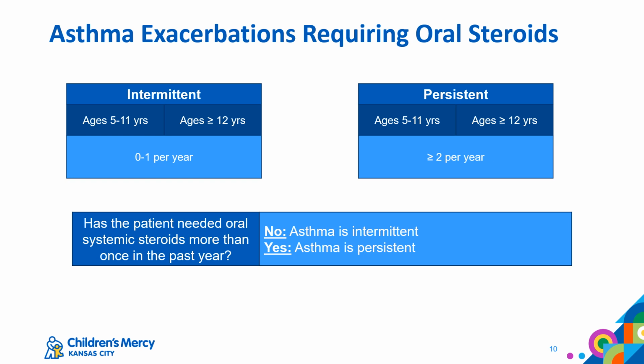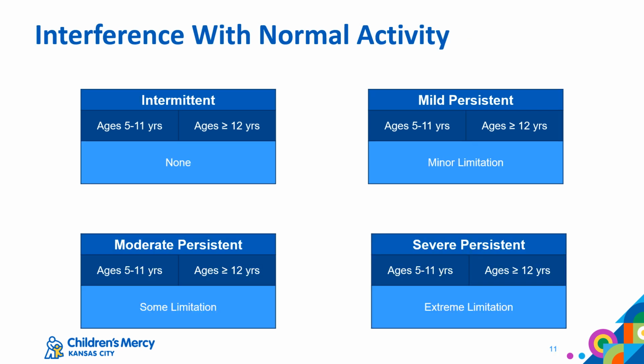The last component we're going to look at is interference with normal daily activities due to asthma symptoms. Like the last component discussed, this will really only give you a sense for whether your patient's asthma is intermittent or persistent. The degree of limitation is extremely subjective, but it's accurate to say that if your patient is having any degree of limitation of normal daily activity due to their asthma symptoms, their asthma is some degree of persistent.